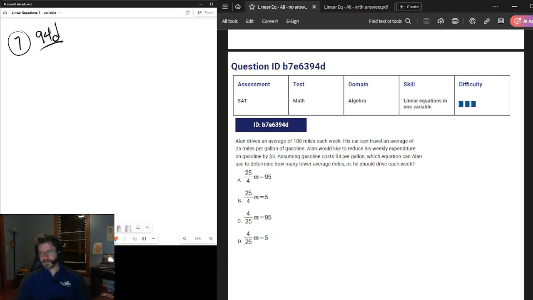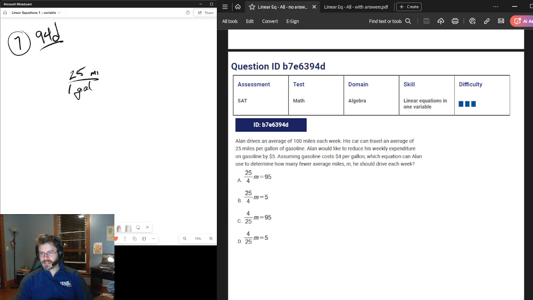All right, let's go through it. We have 100 miles each week, average of 25 miles. Oh, they stole this from a paper exam. I've actually taught this question for a number of years, but it's been a little while since I've seen it. So let's see if I remember how to do it. Average, so 25 miles per gallon, 25 miles per gallon. And if I am remembering, we're going to end up flipping that.